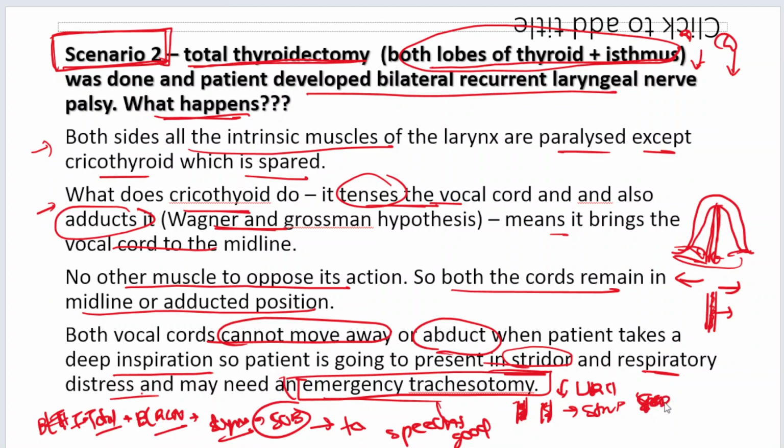The SpO2 is going to fall down precipitously, and you don't know why. Then you look at the vocal cord. They are very close to midline. You give oxygen supplementation to the patient. Doesn't work. You have to go for emergency tracheostomy. This is how a patient with bilateral recurrent laryngeal nerve palsy presents.